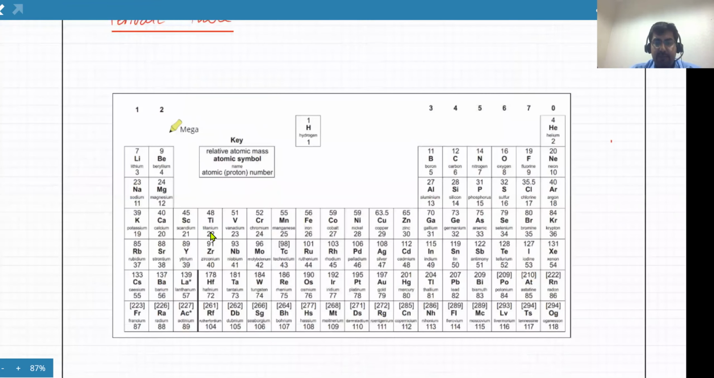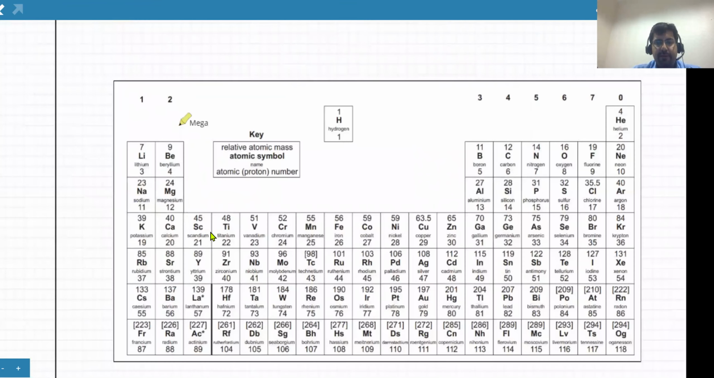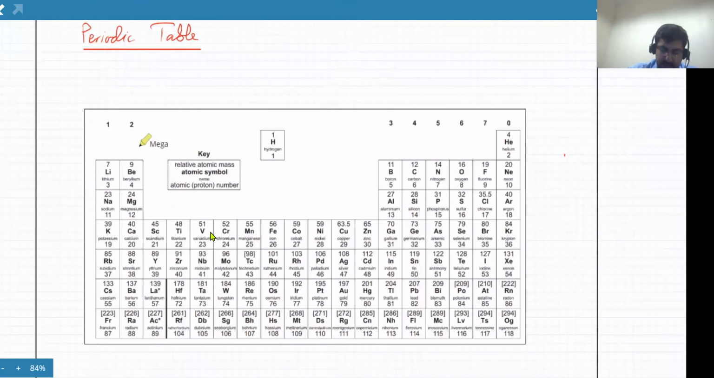So here's my periodic table, and you've got groups. The columns are the groups. You've got group one. This one is group two. They're already numbered on the periodic table. Then similarly you have group three, four, five, six, seven, and zero.